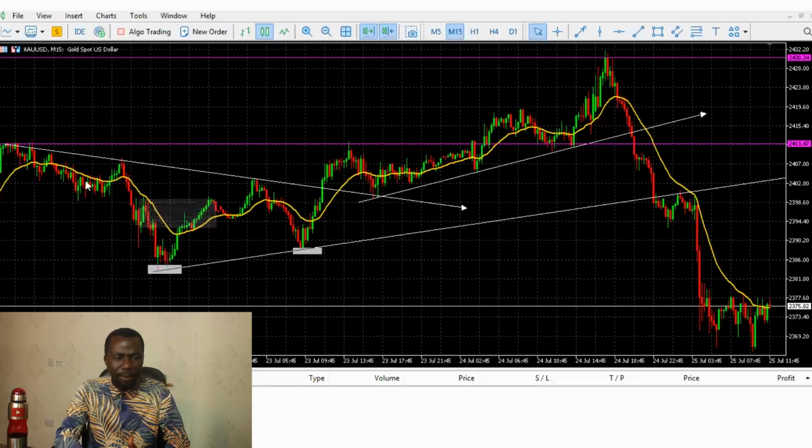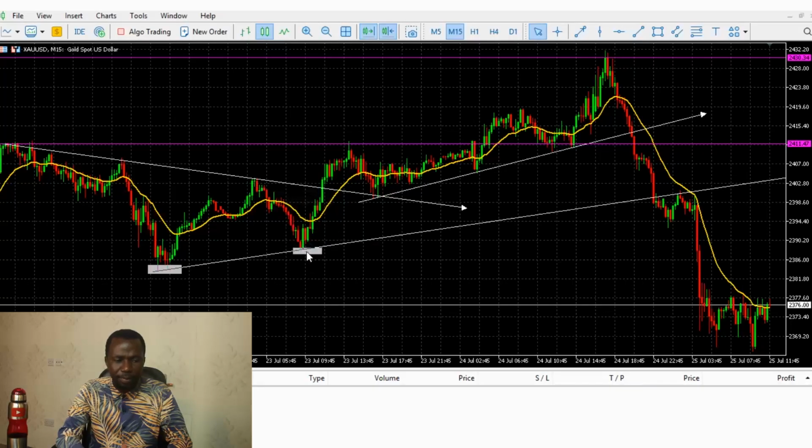So this time around, we're going to disregard the moving average, right, and focus on the trend line, because that is where price is receiving resistance. So when price comes to the trend line, we take a sell trade, right? And our stop loss will always be above the trend line.